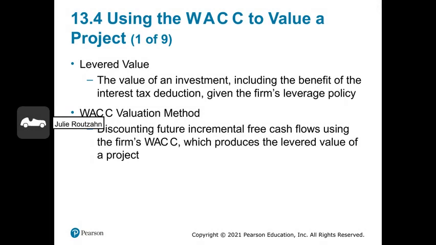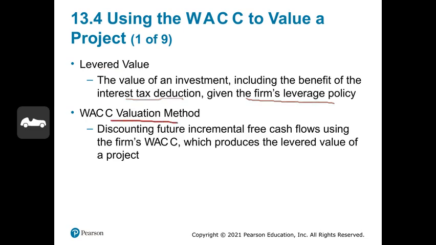So we're going to use the weighted average cost of capital to value a project. Just some differentiation here, explanation to get started. Remember, levered means that they have debt. So the value of an investment, including the benefit of the interest tax deduction, given the firm's leverage policy. The leverage policy is how much debt the firm is willing to take on.